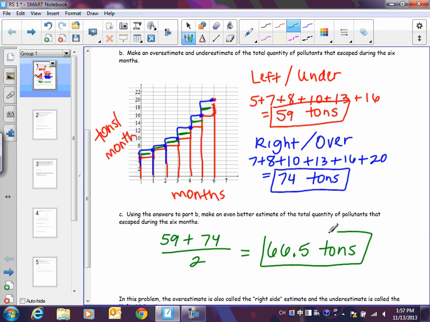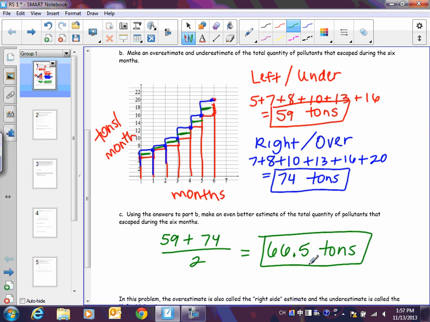Now, you could have averaged the two numbers to begin with. Let's say we didn't do all that pre-work up here, we didn't do the under and over, we just went straight for this one. Then there are other things we could do. But since we already did this work, we can just take the average of the two.